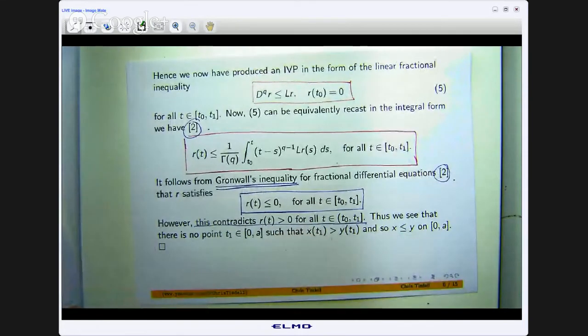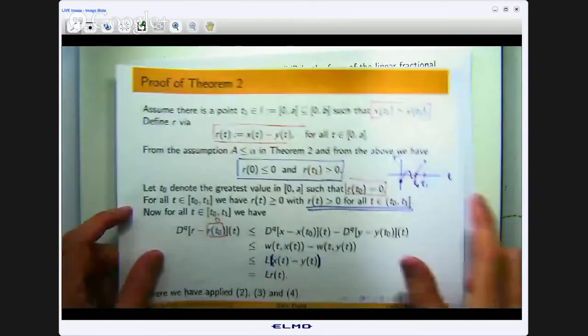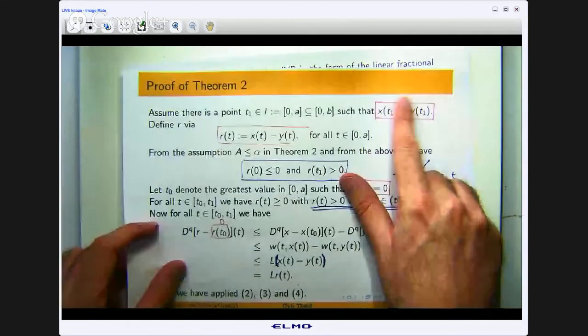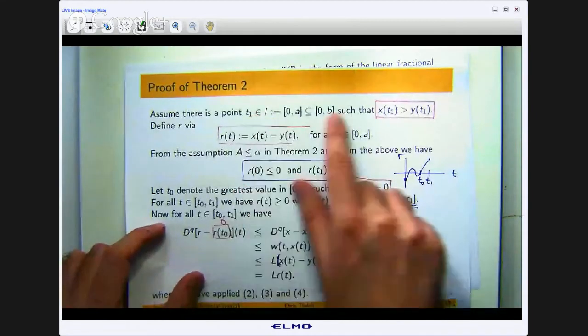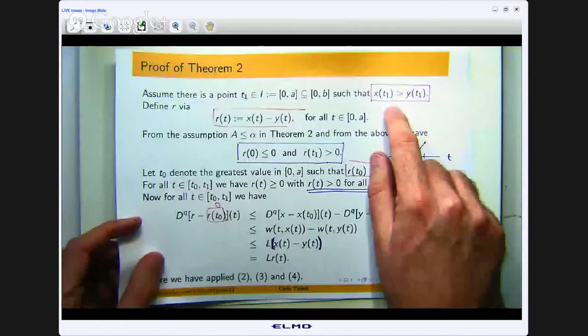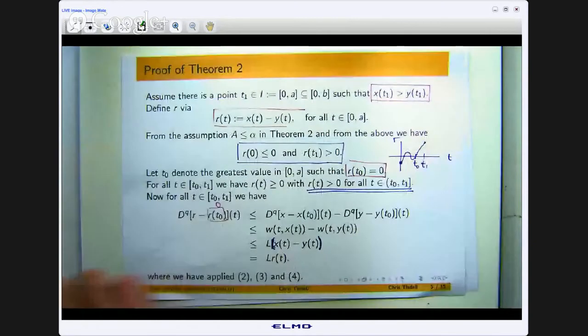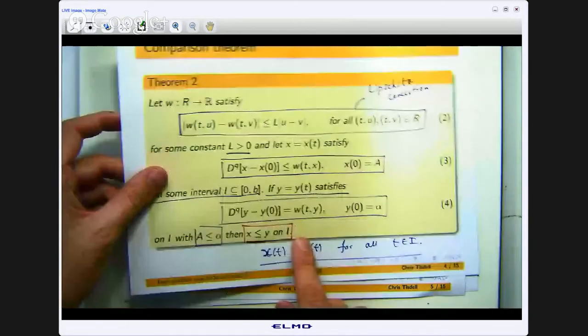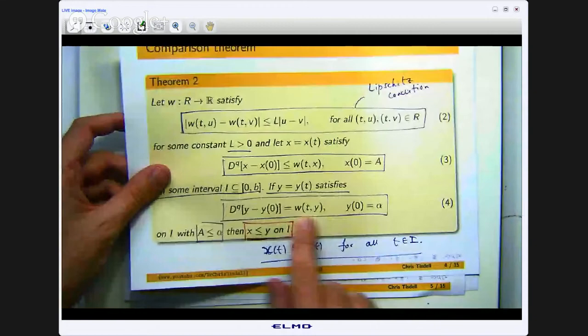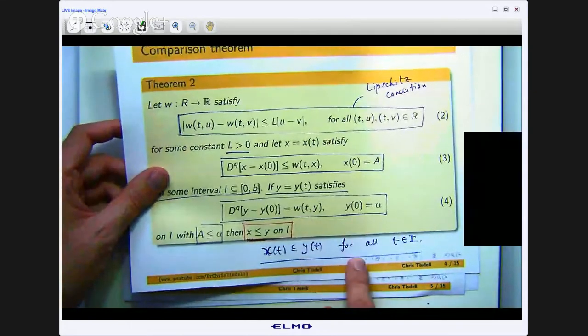So what can we conclude now? Well, we know that this cannot be true. There cannot be a point in the interval such that that holds. So what does that mean? It means that we must have this inequality holding.